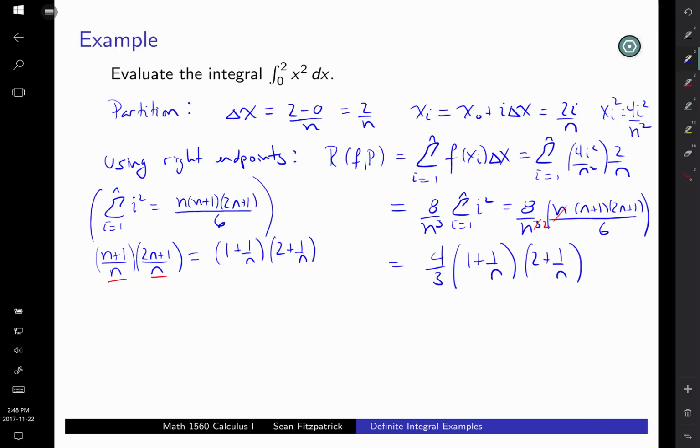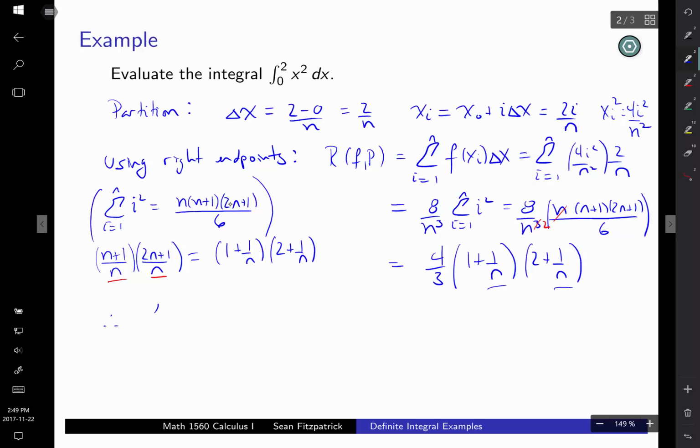So if you put in, say, n equals 10, 20, whatever number of rectangles you want to use, that's going to give you your approximate value for the Riemann sum. And using right endpoints is going to give us a bit of an overestimate for the true area, and the overestimate comes because we're adding in this 1 over n and this 1 over n.